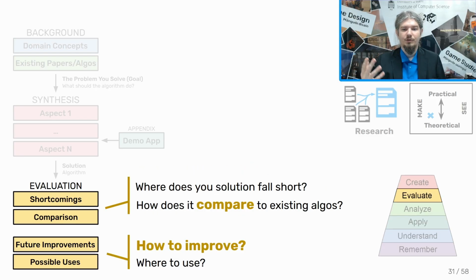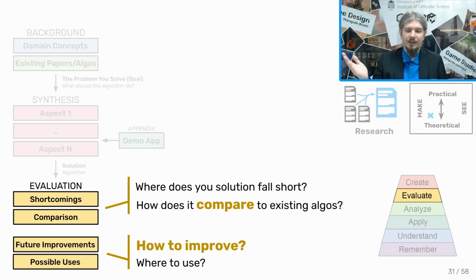So where does your solution fall short, or how does it compare to the existing algorithms? So the existing papers or algorithms you looked at before. Now you can make a comparison: look, the existing algorithm provides this result, and then you can show that your algorithm provides a visually better result, or it could be a more performant result. Whatever it is, this is where you make that comparison.